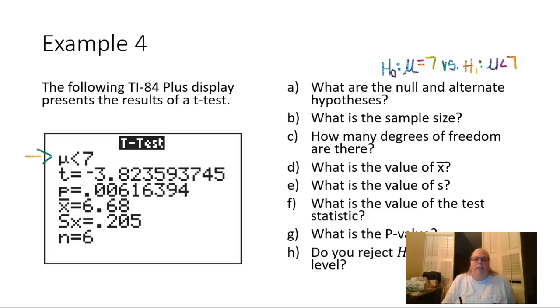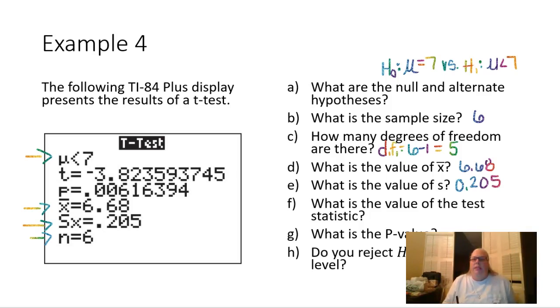All right, B, what is the sample size? That's given to us right here. It's 6. How many degrees of freedom are there? Now this is not on the screen, but we can get it pretty quickly because we know the degrees of freedom is just one less than our sample size. In this case, that'll be 5. What is the value of the sample mean? That's given to us right here, 6.68. What is the value of the sample standard deviation? That is given to us right here. That is our Sx, and that is going to be 0.205.